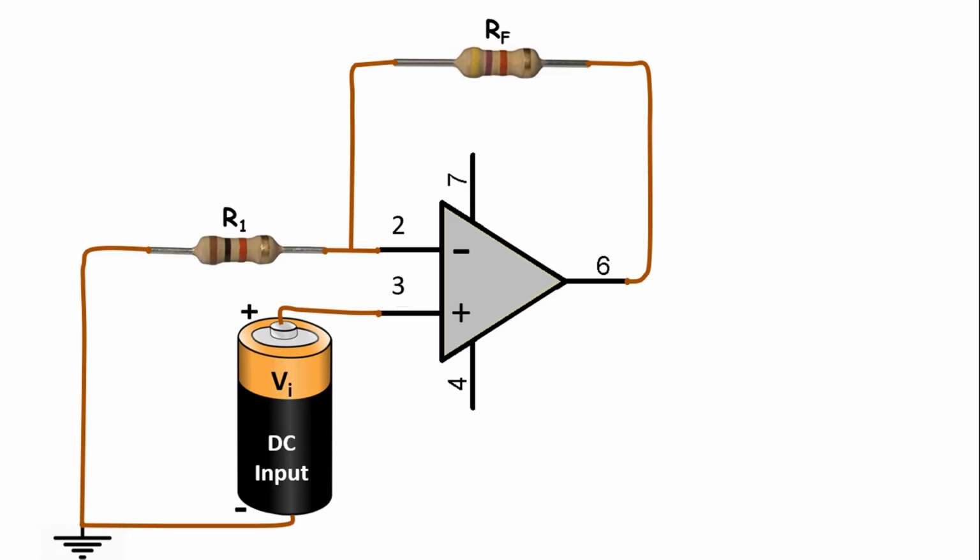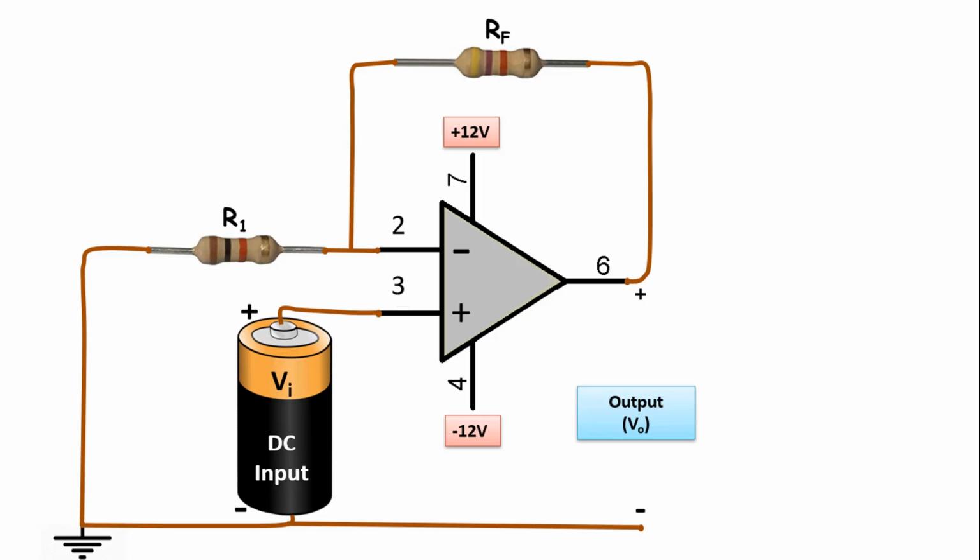Finally, we need to supply positive and negative to the operational amplifier. Let's supply positive 12 volts from number 7 and negative 12 volts from number 4. We can also take the output value between number 6 and the ground, that is, the reference point. So, how do we find the output value?